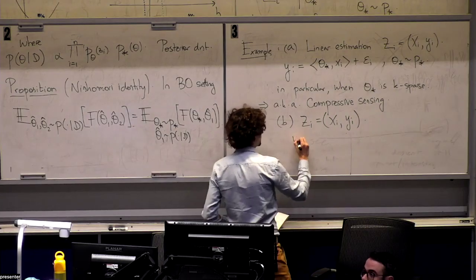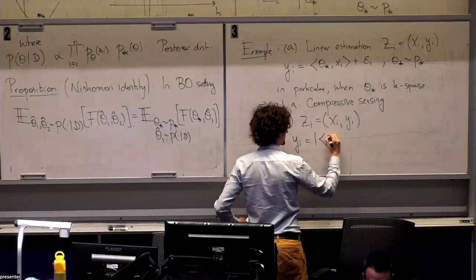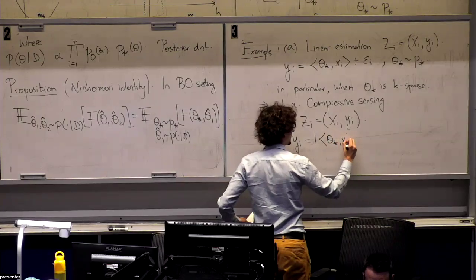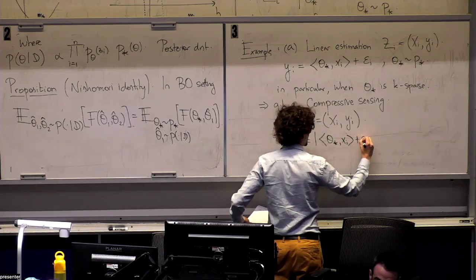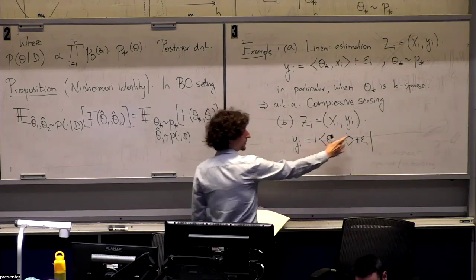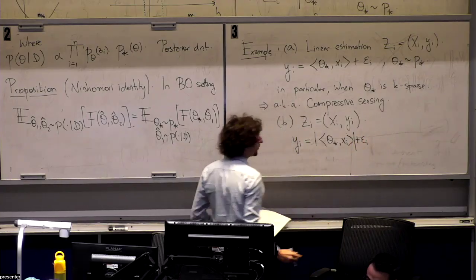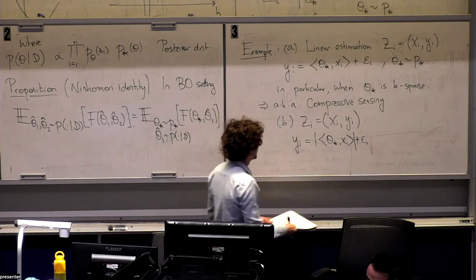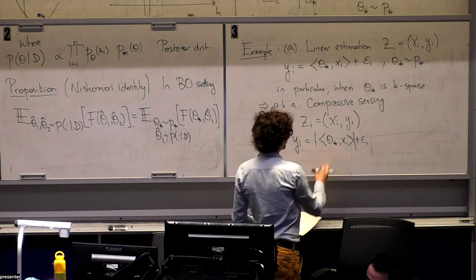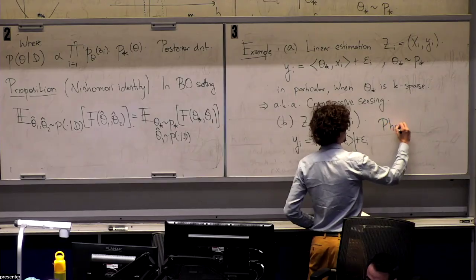Another one which is closely related, also when z_i is equal to x_i and y_i, but now my y_i is the absolute value of the projection of x_i on theta star plus noise. There are two versions of this problem. The absolute value can be here or can be here. It doesn't matter, both are valid problems. This version is more common, and this problem is called the phase retrieval problem.